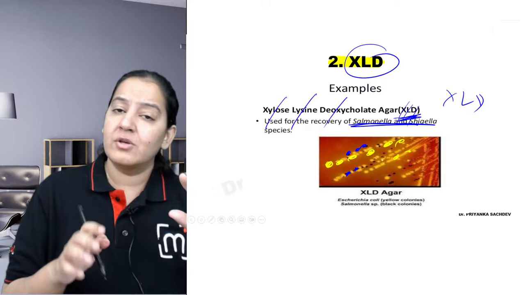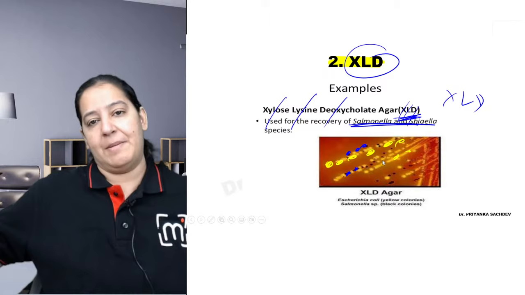So Salmonella and Shigella give black color, but other coliforms give yellow color. So they are differentiating the bacteria. Right, that is XLD. The third is TCBS.